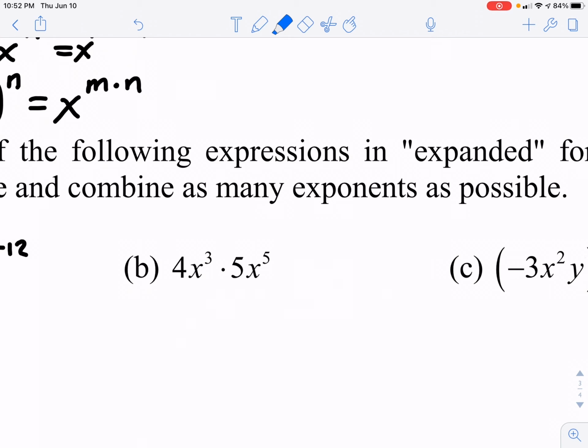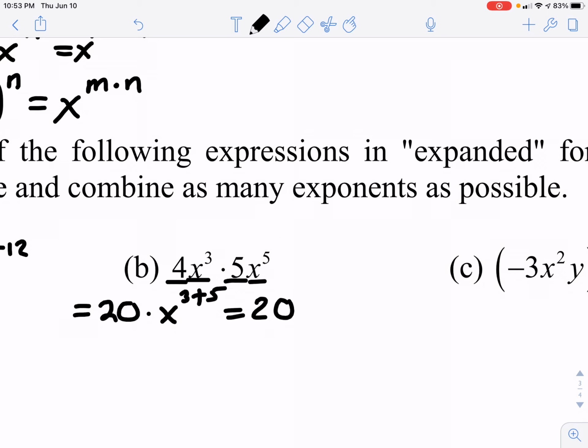Now, when numbers are involved, take care of multiplying or dividing the numbers or reducing the numbers first. So in this case, I'm going to take the 4 times 5, and I'm just going to pull it out front, and there's my 20. Well, 20 times what? Well, I've got both x terms, so I'm going to add those exponents, 3 plus 5, or 20x to the 8th power.